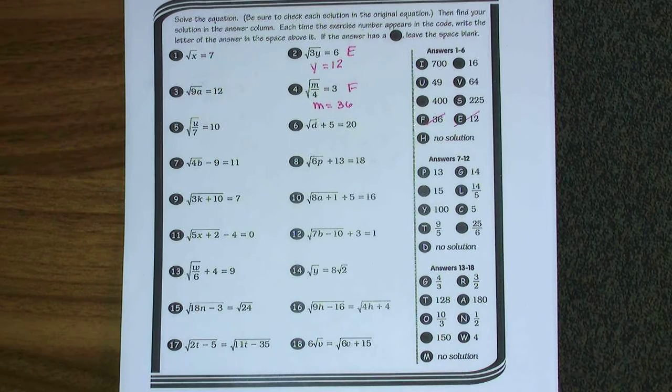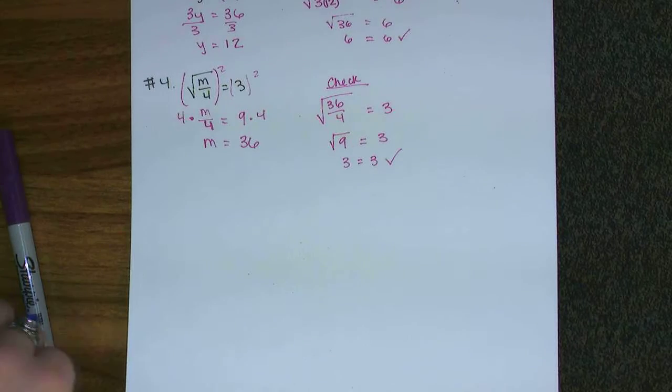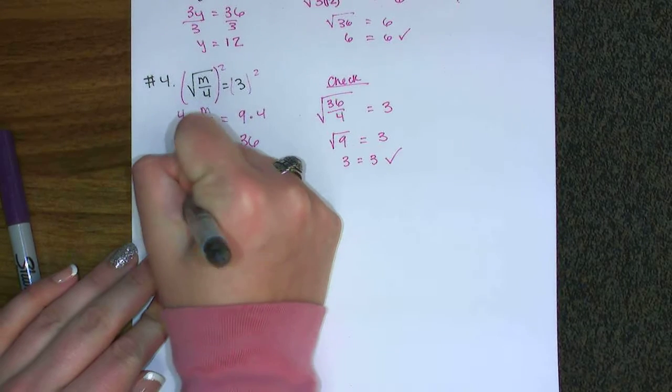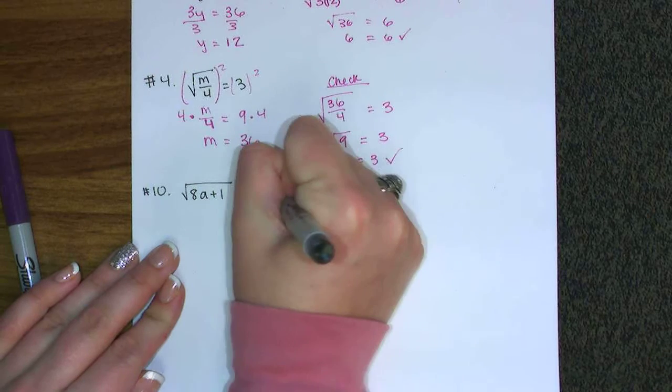Let's do number 10. So 10 is the square root of 8a plus 1 plus 5 is equal to 16.